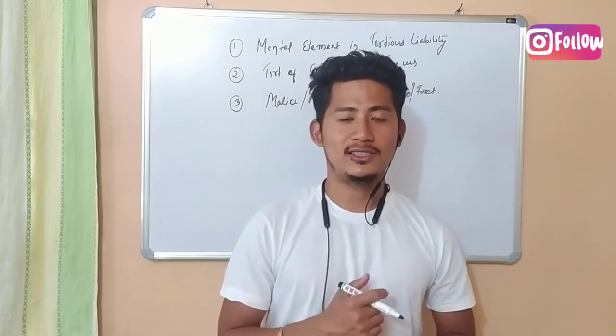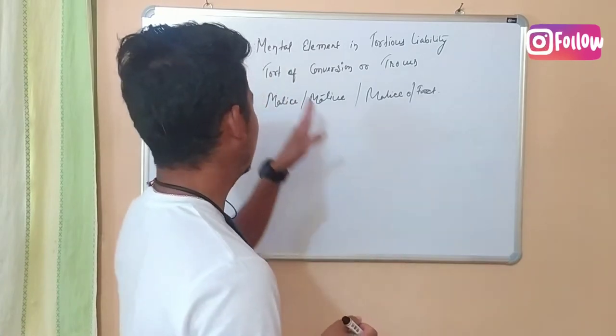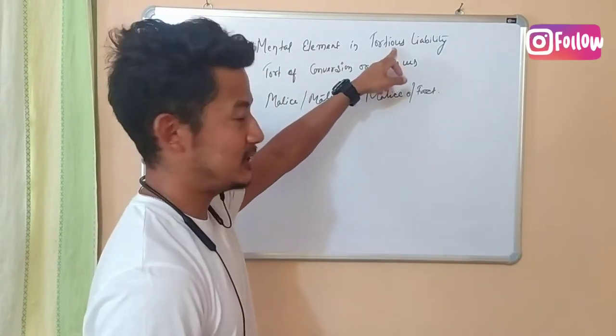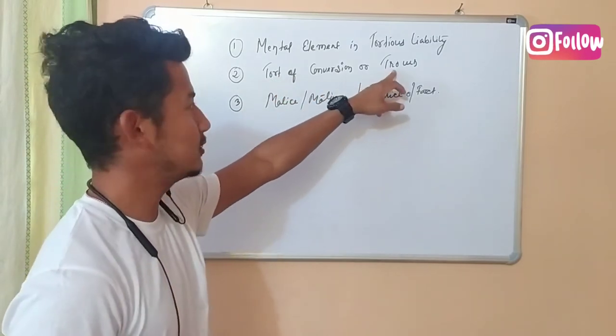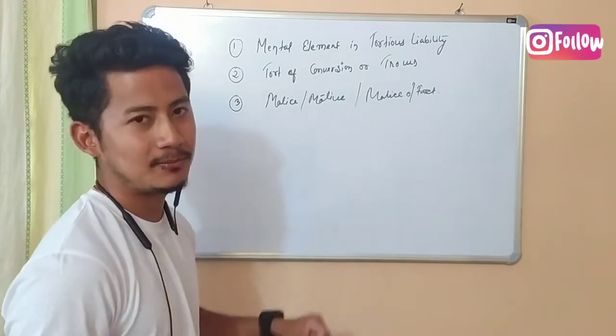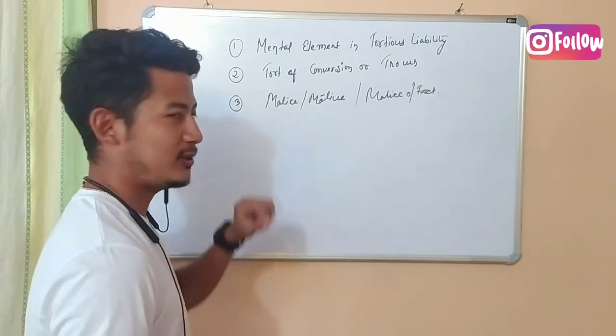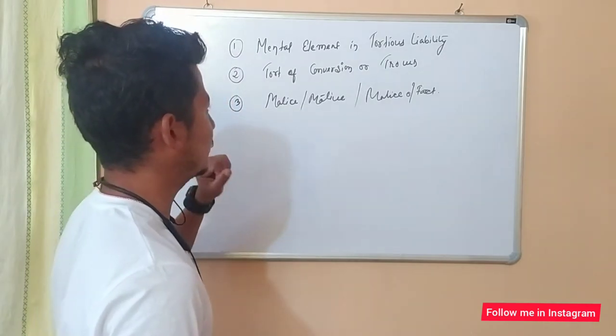So today in this video, we're going to learn part 2 of the Law of Tort. As I told you yesterday, we'll learn, number 1, the mental element in tortious liability. Number 2, the tort of conversion or trover. And number 3, malice in motive and malice in fact. Stay tuned until the end of this video, because it is going to be very interesting and very important for you.